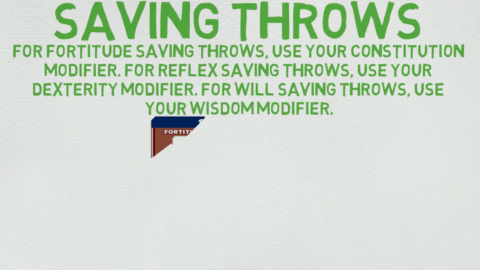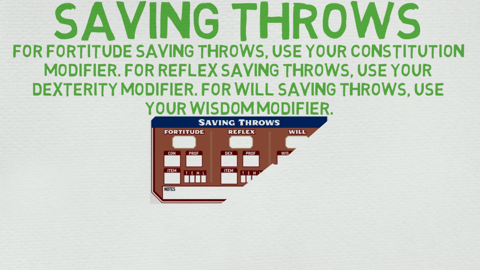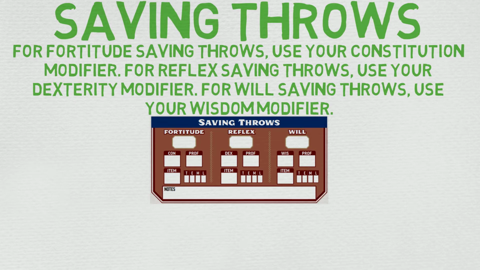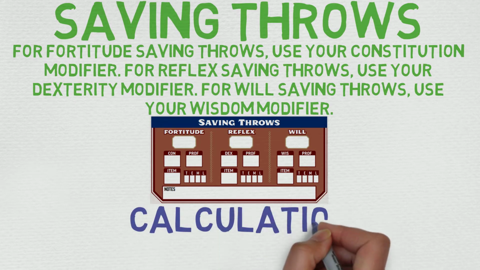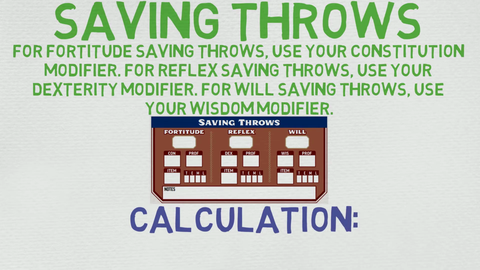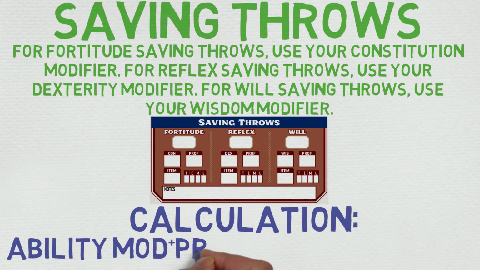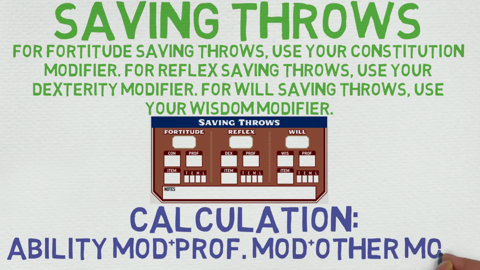Now let's move on. The second modifier we're going to be taking a look at is your saving throws. So for fortitude saving throws, you use your constitution modifier. For reflex saving throws, you use your dexterity modifier. And for will saving throws, you use your wisdom modifier. Now, more often than not, your DM is actually going to be the one that calls for certain saves, so you don't really need to worry too much about when they're relevant, when they're not. The game master will call for them.